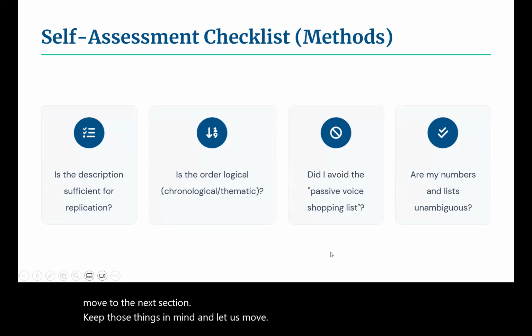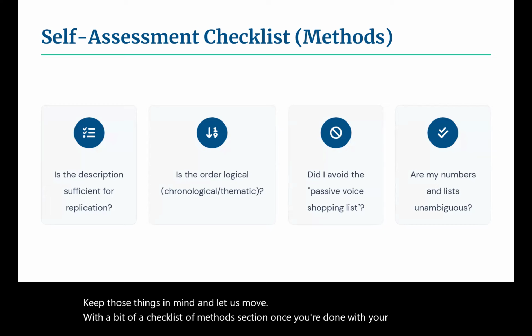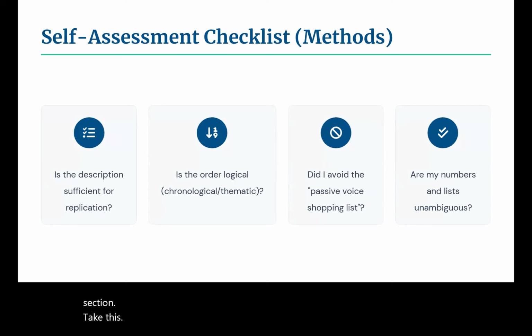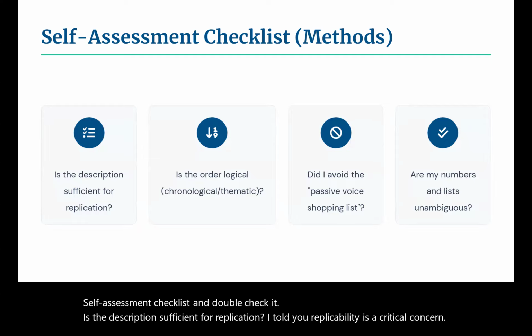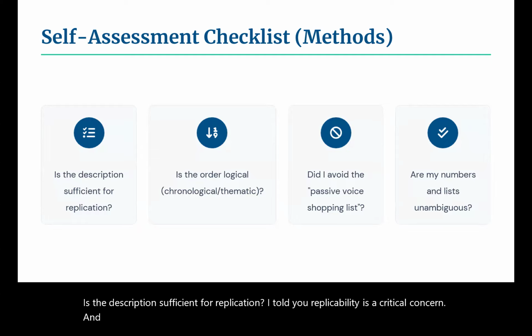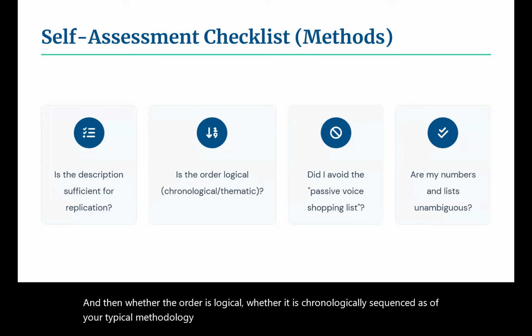with a bit of a checklist of the methods section. Once you're done with your method section, take this self-assessment checklist and double check it. Is the description sufficient for replication? I told you replicability is a critical concern. And then see whether the order is logical, whether it is chronologically sequenced as in your typical methodology, or rather whether it is thematically organized, or else whether it is organized in the way that you present results, right?